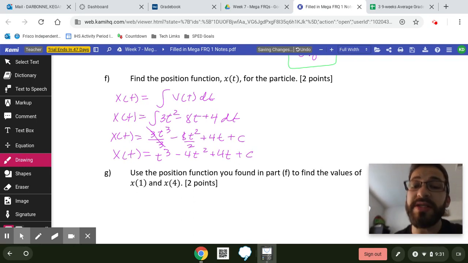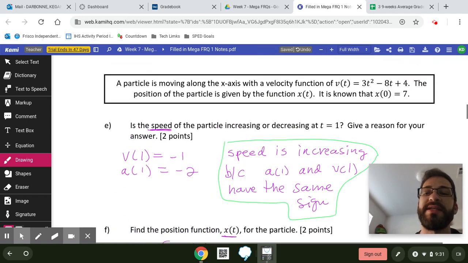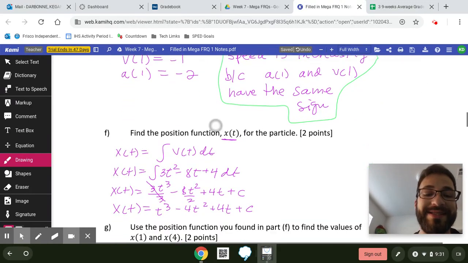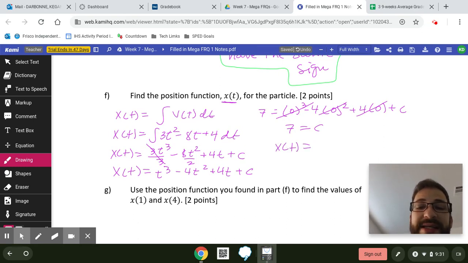Okay, now we do still need to solve for c if I want to find the actual position function x of t. Well, luckily, they did give us an initial condition that x of 0 is equal to 7. So 7 is equal to 0 cubed minus 4 times 0 squared plus 4 times 0 plus c. Well, all that's going to cancel out, so we get 7 equals c. Then we can just plug that back in. So x of t is equal to t cubed minus 4t squared plus 4t plus 7.